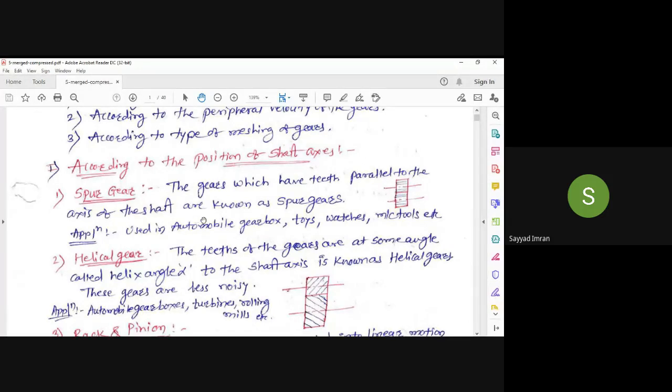Now, the application of spur gear, where it is used. It is used in automobile gearbox. It is also used in watches. It is also used in machine tools, such as a lathe machine or special purpose machines. And mainly it is also used in toys.